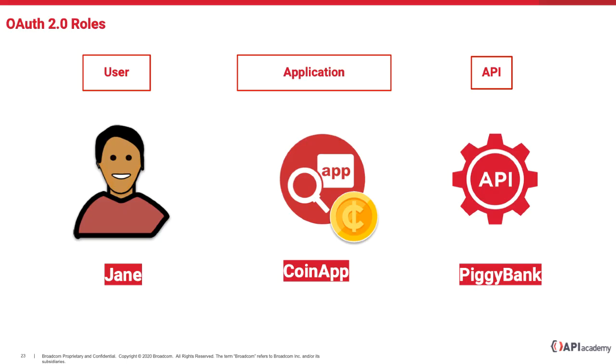There are 3 main roles that we will look at in this simplified authorization flow: the user, Jane, the third-party application, CoinApp, and a major bank called Piggy Bank with its API service. In our example, Jane wants to use the CoinApp application to be able to access her banking information such as payment transactions via the Piggy Bank API.